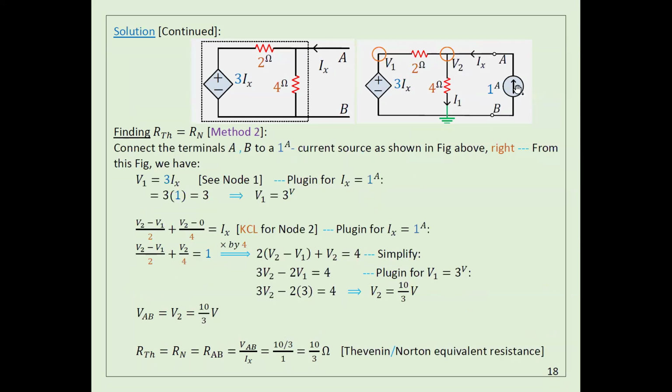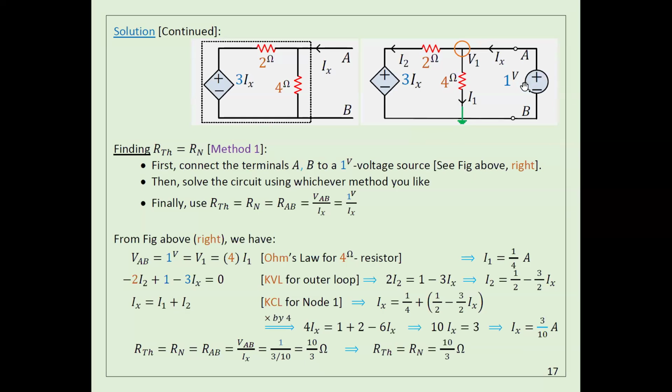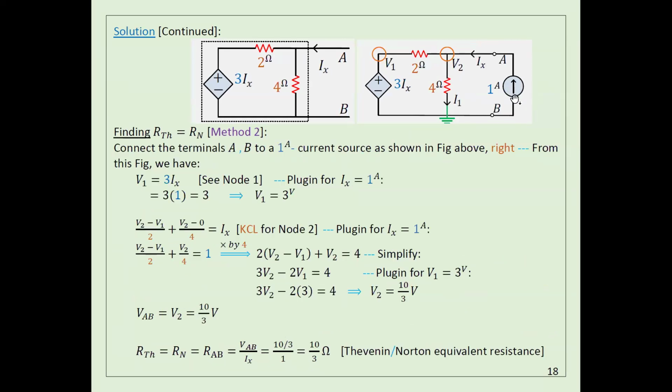There's another way. Instead of putting here a voltage source, I can put here a current source, and the amount of the current here is 1 ampere. 1 ampere, okay? And again, I'm going to use almost the same formula.